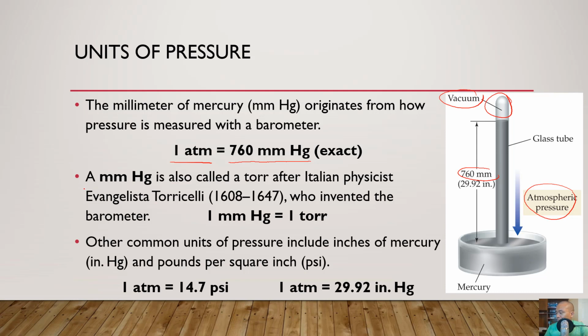Remember, 1 millimeter of mercury is also called a torr. It's named after the Italian physicist Torricelli. 1 millimeter of mercury is the same as 1 torr. And the height of mercury can be converted to 29.92 inches. 1 atm is also the same as 14.7 psi, or pounds per square inch.